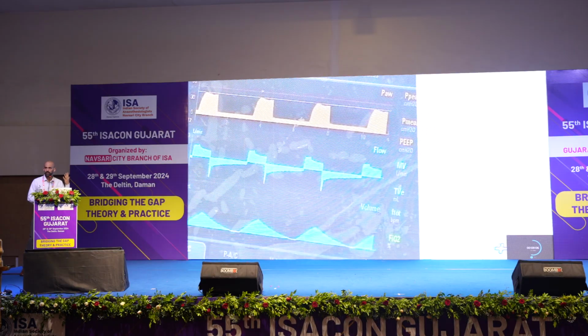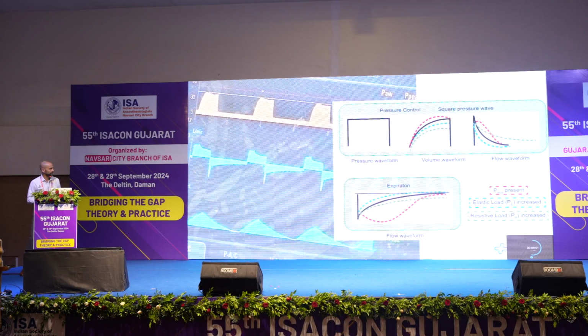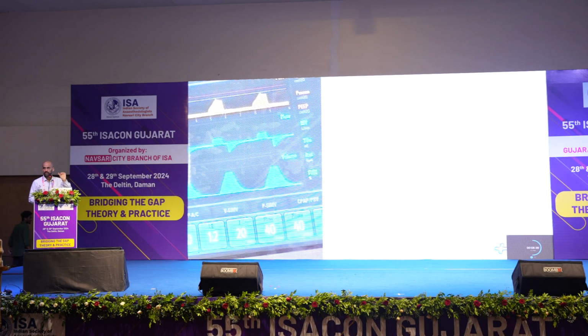Again, think of the mental map. Just like you're reading X-rays or ECGs, it's a pattern. What's the pattern that you see? You see that the pressure is trying to go down, but it's not a very quick exponential decay. It's a slower decay. Slower decay means green dotted line. Green dotted line means resistive load. So that's in inspiration. Then go to expiration. In expiration, you see the same problem. It's not touching the baseline. It's generating some auto PEEP.